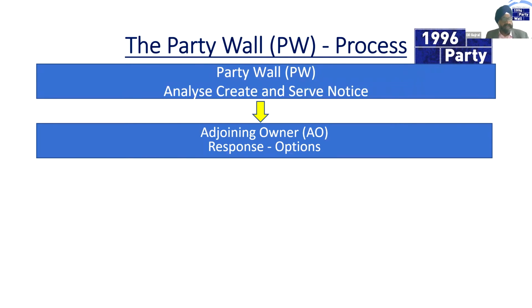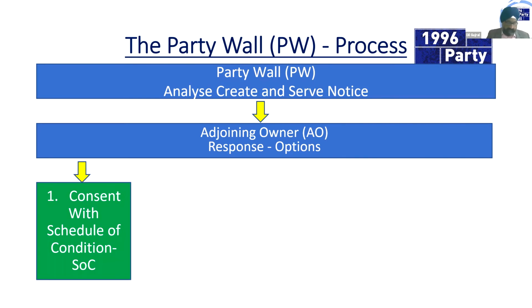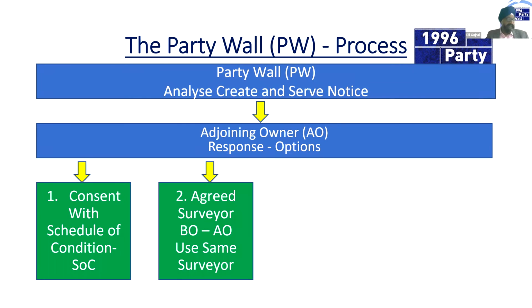Once we analyze the property and the neighbors, we send out adjoining owners notices. Depending on their response, they can respond a number of ways, and I touched on this earlier. So they can consent with a schedule of condition. Again, that's where you've got a photographic survey of their property, giving you a baseline. They can ask for an agreed surveyor. They can ask for a party wall award using an agreed surveyor, which is the same as the building owner.